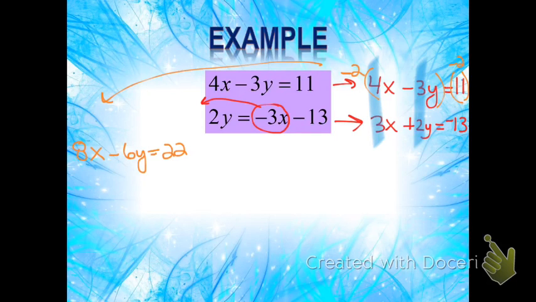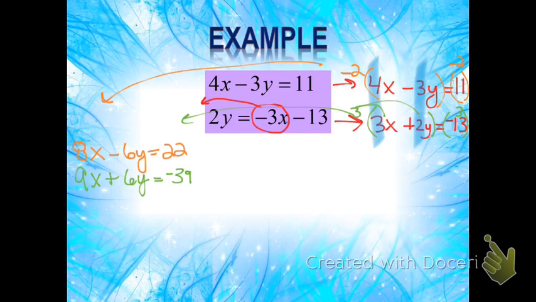For the second equation, I have a 2y, and I want it to be a 6y. To accomplish that, I'd need to multiply by 3. So I'm going to multiply both sides of the second equation by 3, and write that over here as well. So 3 times 3x is 9x, 3 times 2y is 6y, and 3 times negative 13 is negative 39. Now I have the same number but one positive and one negative in front of the y's.